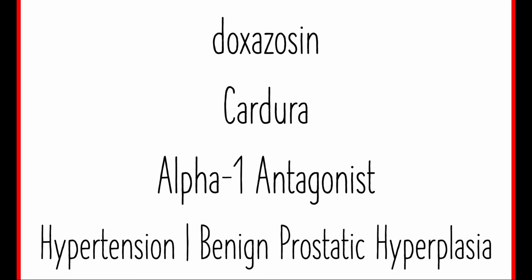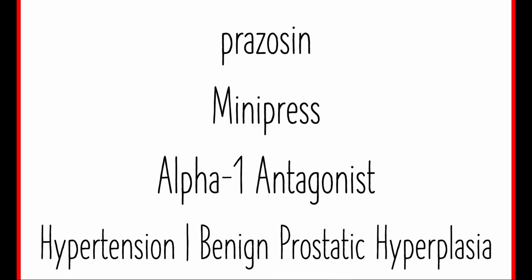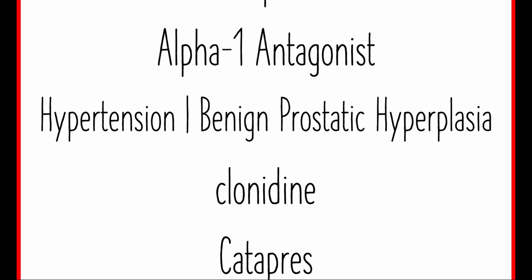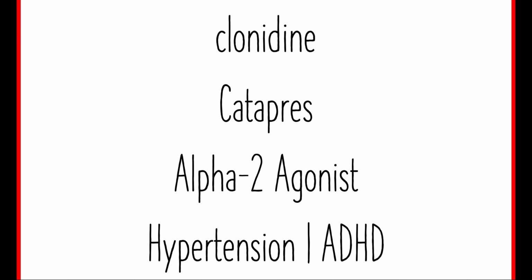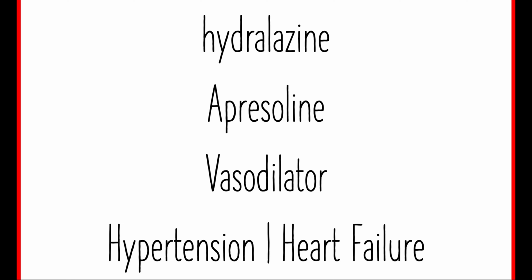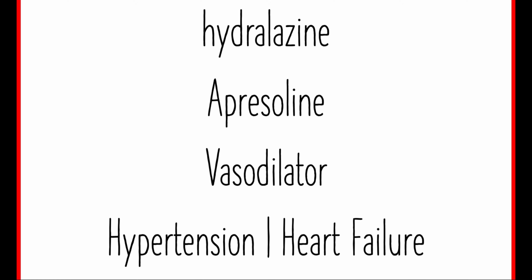Doxazosin or Cardura is an alpha-1 antagonist for hypertension and benign prostatic hyperplasia. Prazosin or Minipress is an alpha-1 antagonist for hypertension and benign prostatic hyperplasia. Clonidine or Catapres is an alpha-2 agonist for hypertension and ADHD. Hydralazine or Apresoline is a vasodilator for hypertension and heart failure.